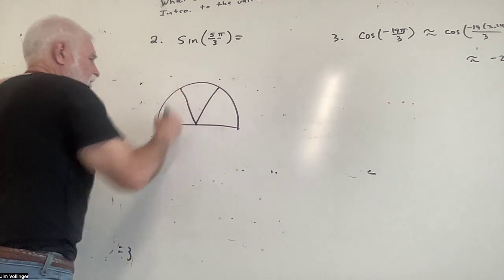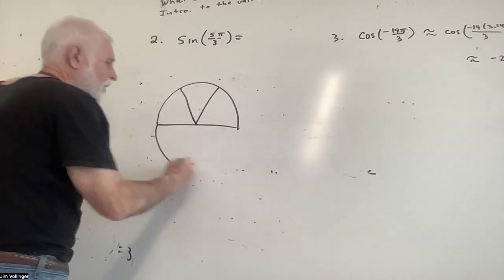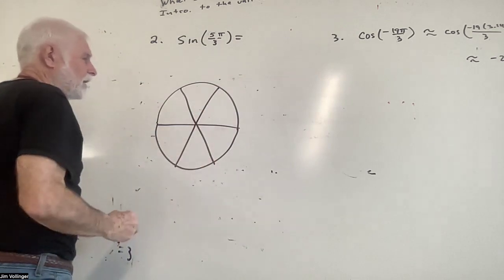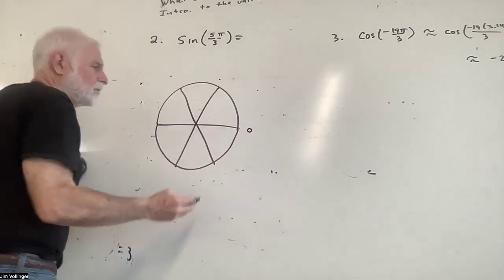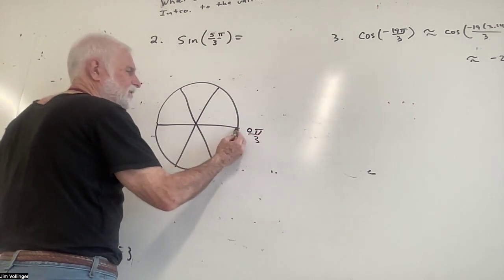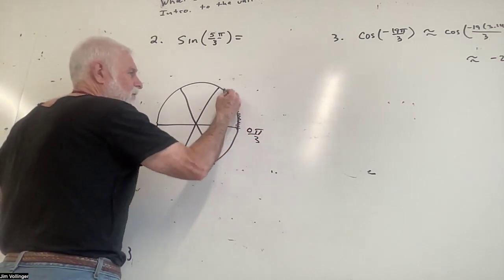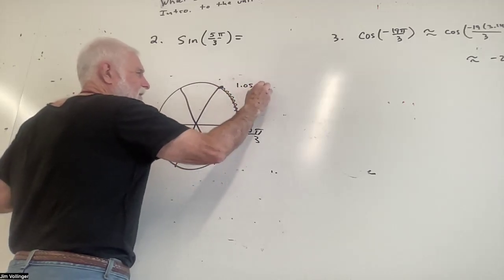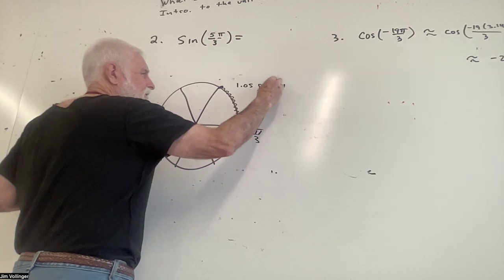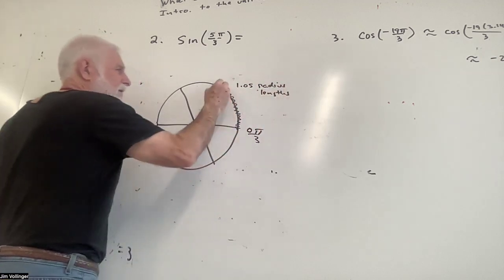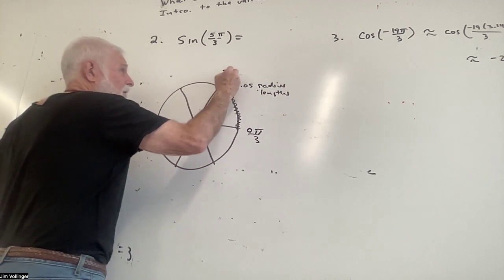Pi, top half of the circle, broken up into 3 parts. Good drawings get good answers. If there's 3 parts in the top half of the circle, then there's 3 parts in the bottom half. We start our walk around the circle from 0. Pi over 3: I haven't walked any arc distance. Then I walk my first arc distance, which is about 1.05 radius lengths. About, I said. The exact amount is pi over 3.